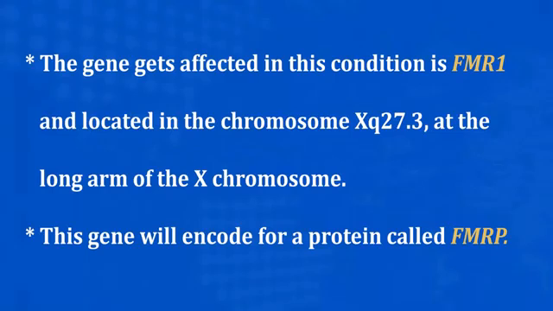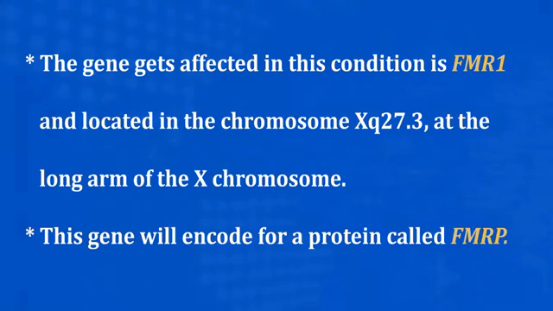More often, this condition is seen in males than females. A male child will suffer from severe symptoms, whereas an affected female child can suffer from intellectual disabilities. The gene affected in this condition is FMR1, located on chromosome Xq27.3 at the long arm of the X chromosome.